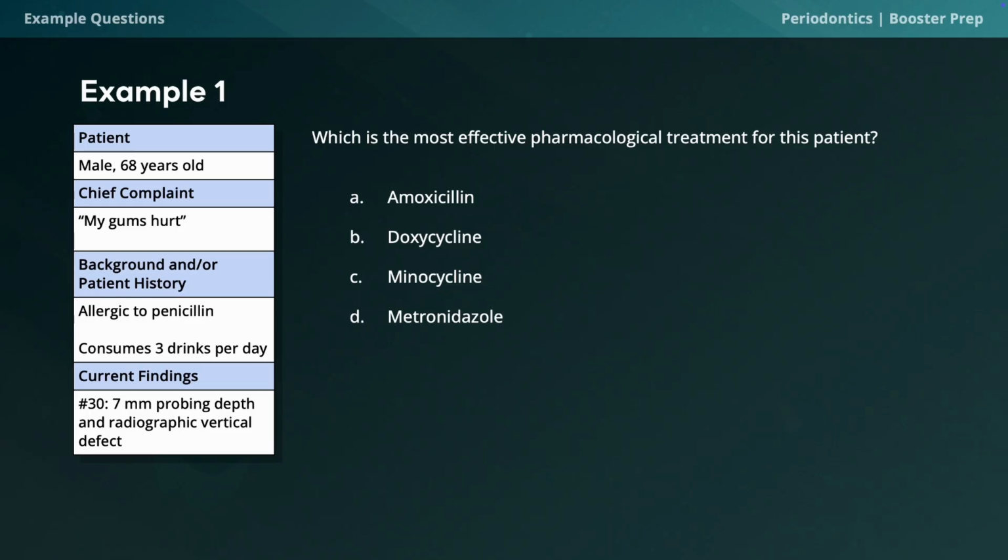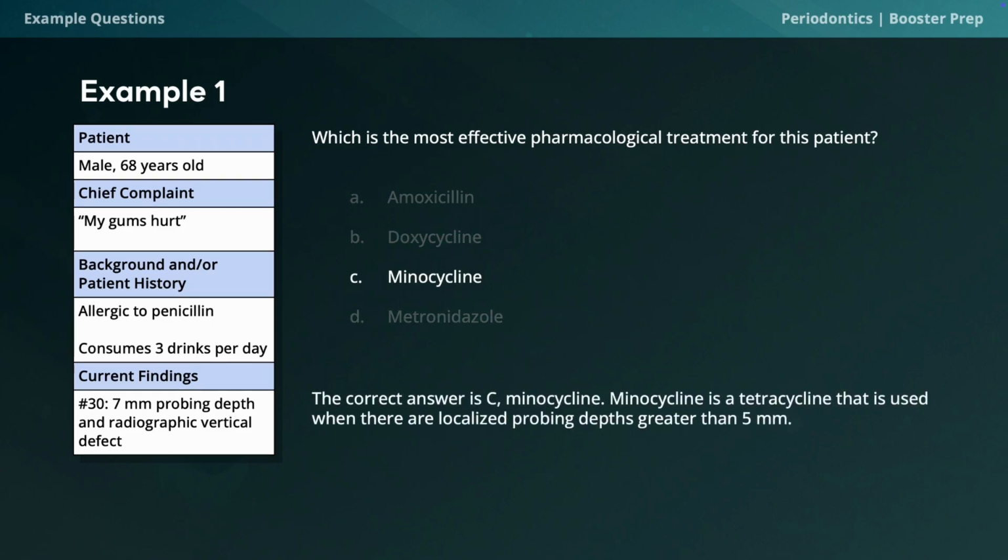So in this question, we have a 68-year-old male. Chief complaint is that his gums hurt. They are allergic to penicillin. They consume 3 drinks per day. And our current findings include a 7mm probing depth on number 30 with a visible radiographic vertical defect. So what is the most effective pharmacological treatment for this patient? Go ahead and pause this video and think this one through.